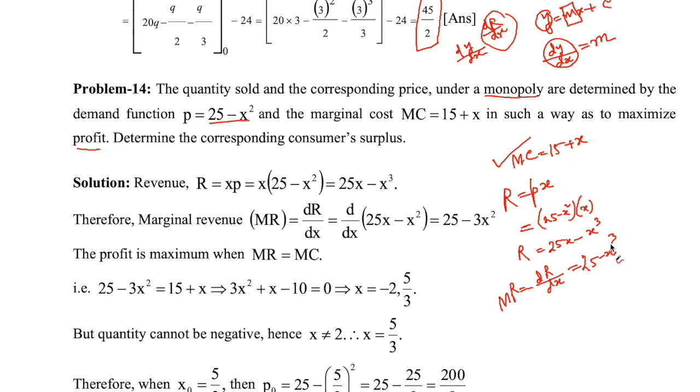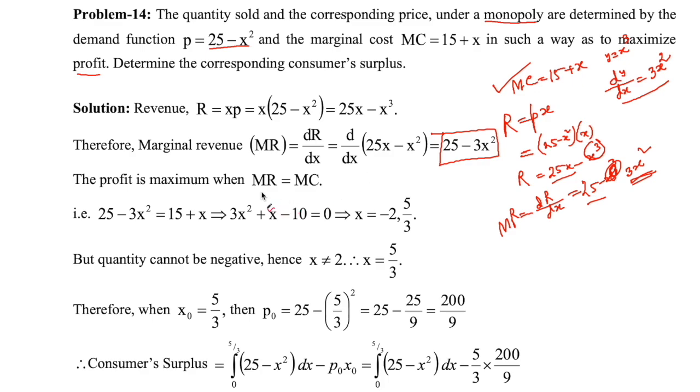Make sense? Sorry, it is 25 minus 3x square. If you differentiate x cube, it is 3x square, and the differentiation of 25x is 25. So the marginal revenue is 25 minus 3x square.